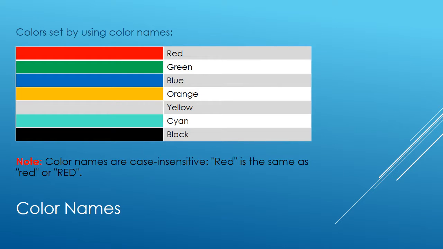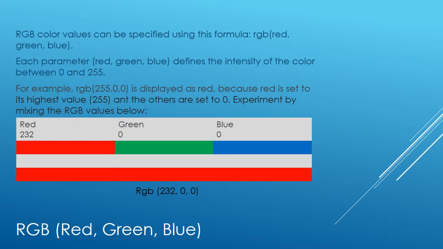Colors set by using color names. Note: color names are case insensitive. Red is the same as red, or RED in capital letters. RGB color values can be specified using this formula: rgb(red, green, blue). Each parameter defines the intensity of the color between 0 and 255.